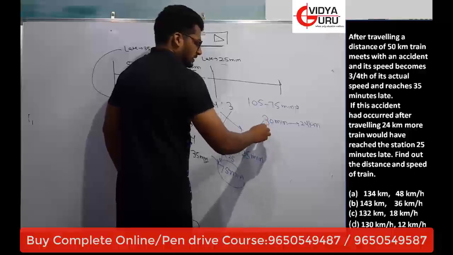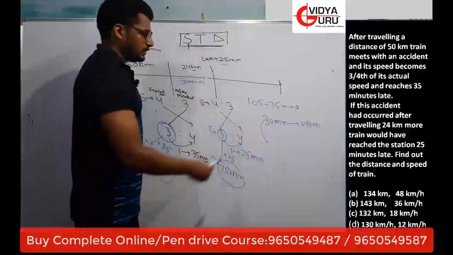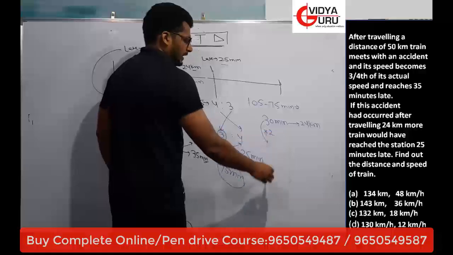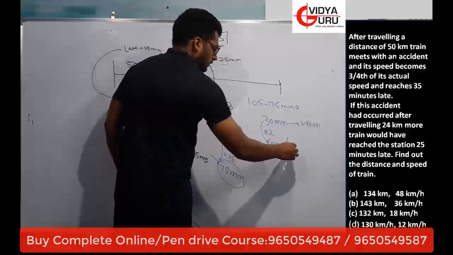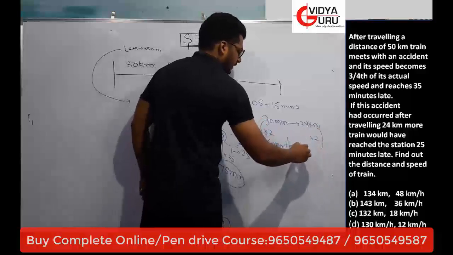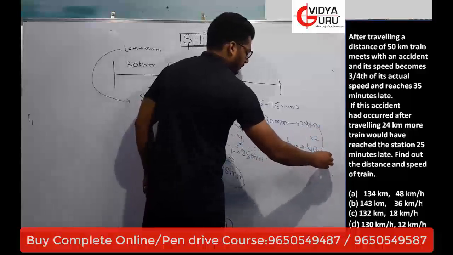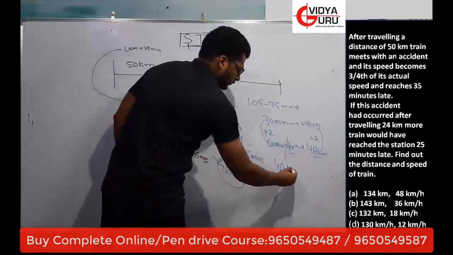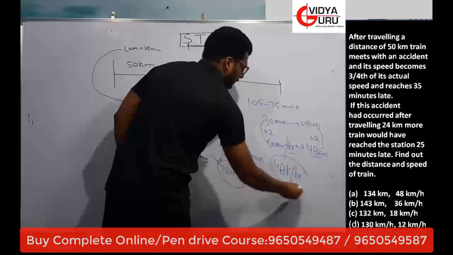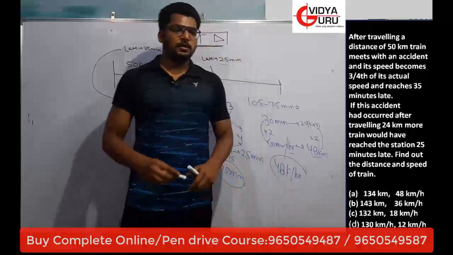I told you speed is distance traveled in unit time. 30 minutes, if I multiply it by 2, it will become 60 minutes or 1 hour. So the distance will also be multiplied by 2, it will become 48 kilometers. So in 1 hour the train travels 48 kilometers. So what is the speed? 48 kilometers per hour. So it is given in option A only.